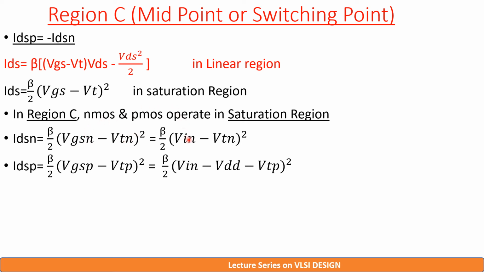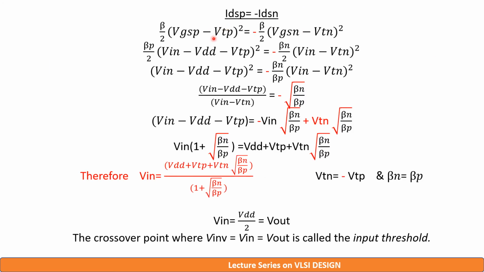VGSN is Vin, therefore IDSN is beta by 2 (Vin minus VTN) square. IDSP, P also operates in saturation region, so the expression of current is beta by 2 (VGSP minus VTP) square. Substituting VGSP, that is Vin minus VDD, IDSP will be beta by 2 (Vin minus VDD minus VTP) square. So IDSP is equal to minus IDSN.